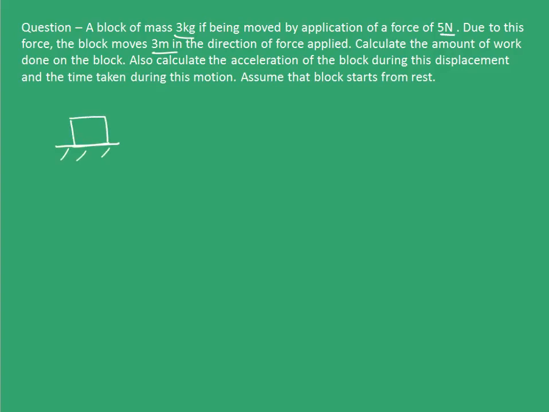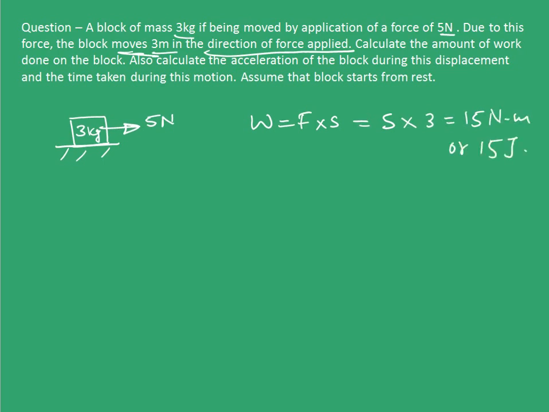So this is my block given of mass 3 kg. The force is applied, say on the right direction, 5 newtons. So work done is force into displacement. It will be positive because the direction of force applied is in the direction of displacement. So this will be 5 into 3, which is 15 Newton meters or 15 joules. Now acceleration is given by force divided by mass, which is 5 divided by 3 meter per second square.